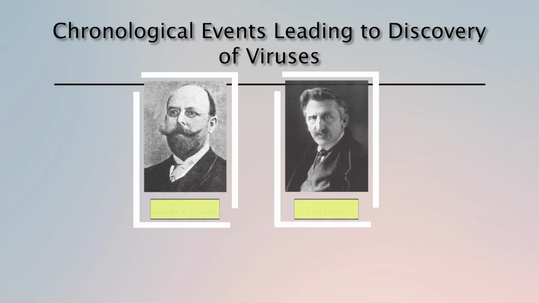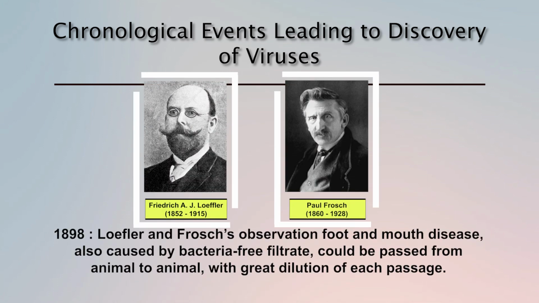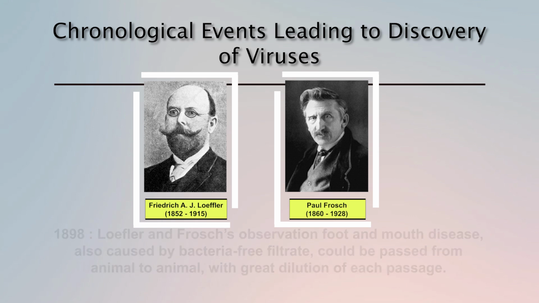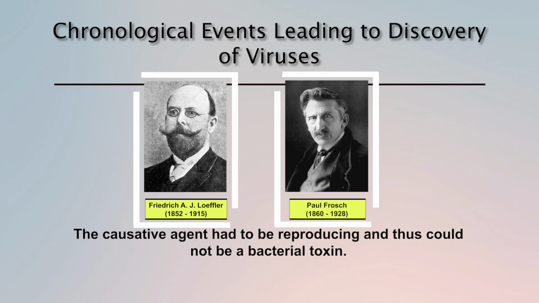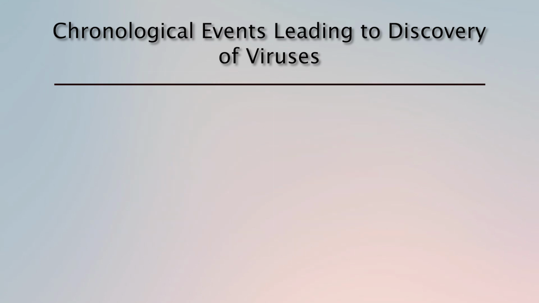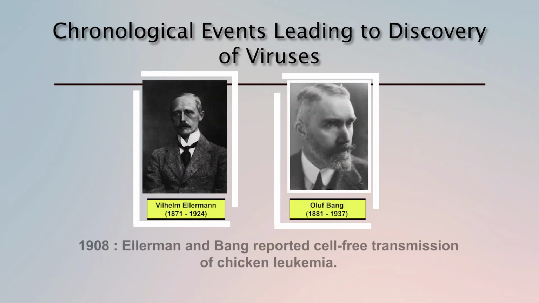In the same year, another important discovery was made by Loeffler and Frosch. In case of foot and mouth disease, it was being transmitted from animal to animal with great dilution at each passage. So it had to be a reproducing agent and could not be a bacterial toxin. Soon many of the discoveries followed.